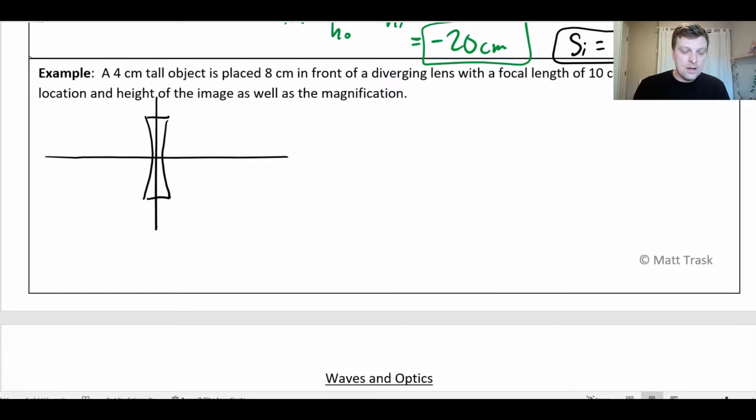Okay, it is a 4 centimeter tall object placed 8 centimeters in front of a diverging lens with a focal length of 10 centimeters. Find the location and height of the image as well as the magnification.